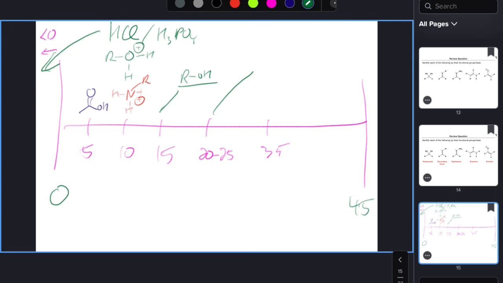20 to 25 are your alpha protons. This is where you're making enolates. Stabilized carbon anions are up in that range too. 35 is your neutral nitrogens, not protonated nitrogens, neutral nitrogens. 45 is like methane, neutral hydrocarbon that has to undergo deprotonation.